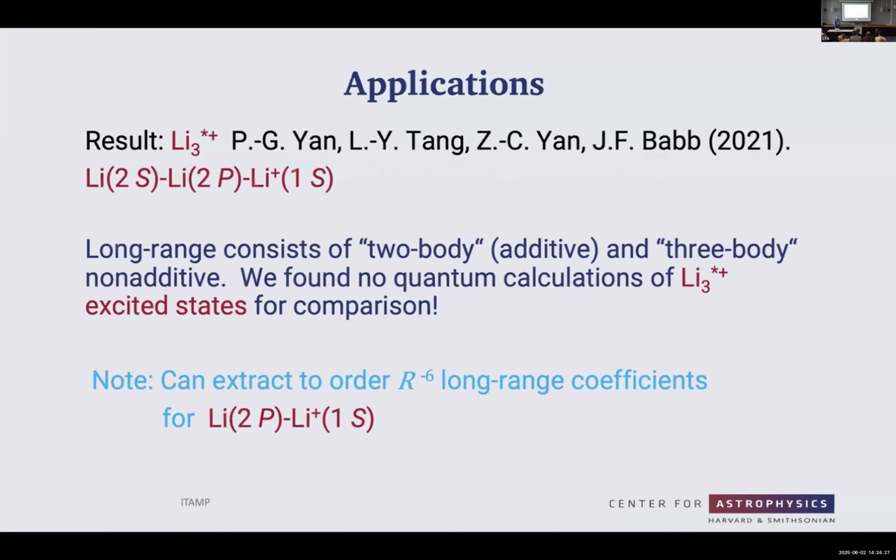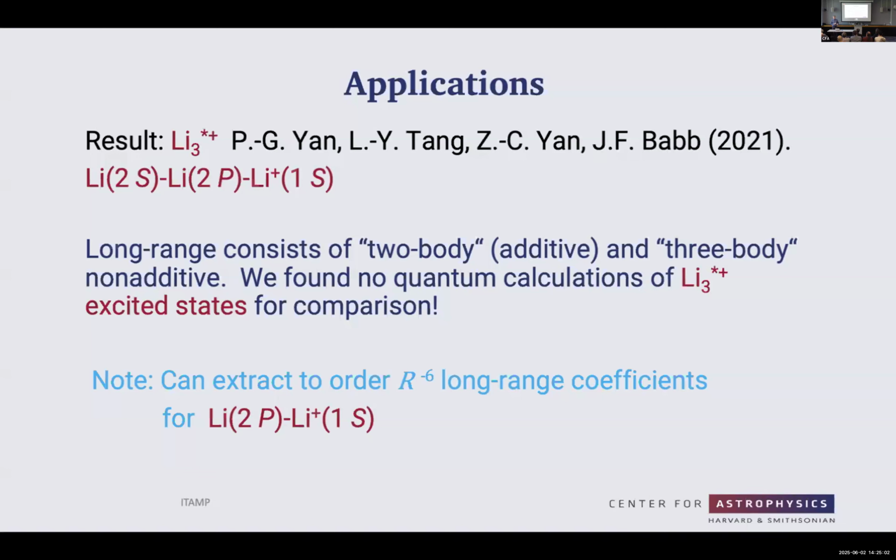Okay, so finally, I'd like to talk about the other, more complicated case, where we put everything in there. So this is a lithium ground state, lithium p state, and lithium ion. Maybe it's evocative of Robert's talk, where he's talking about Rydberg, ion, Rydberg. Here we have neutral, ion, excited, with an optical transition, the 2s, 2p transition. Again, we find the long range consists of the 2-body additive and the 3-body non-additive terms.